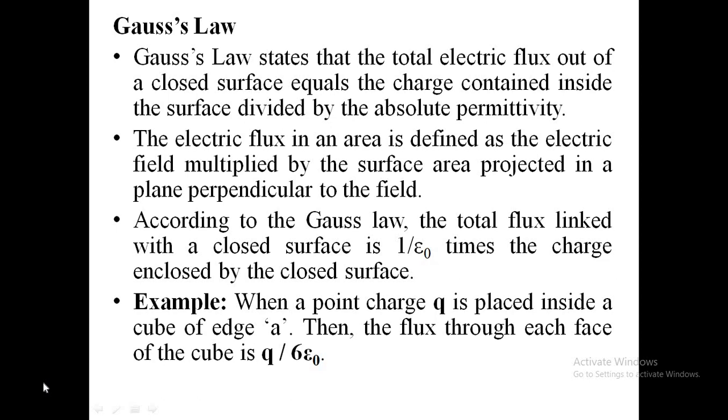The electric flux in an area is defined as the electric field multiplied by the surface area projected in a plane perpendicular to the field. According to Gauss Law, the total flux linked with a closed surface is 1 by epsilon naught times the charge enclosed by the surface. For example, when a point charge q is placed inside a cube of edge A, then the flux through each face of the cube is given by q by 6 epsilon naught.